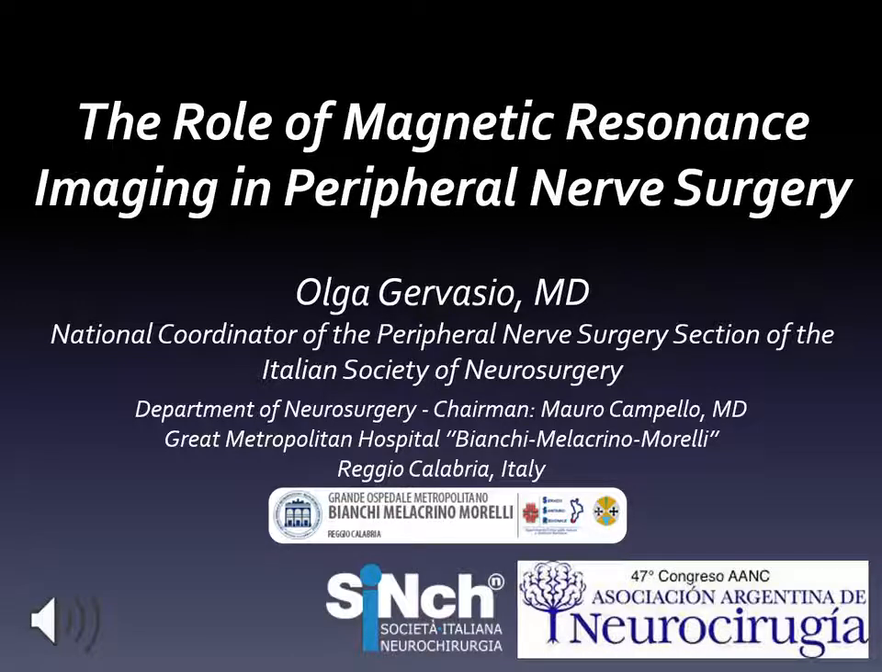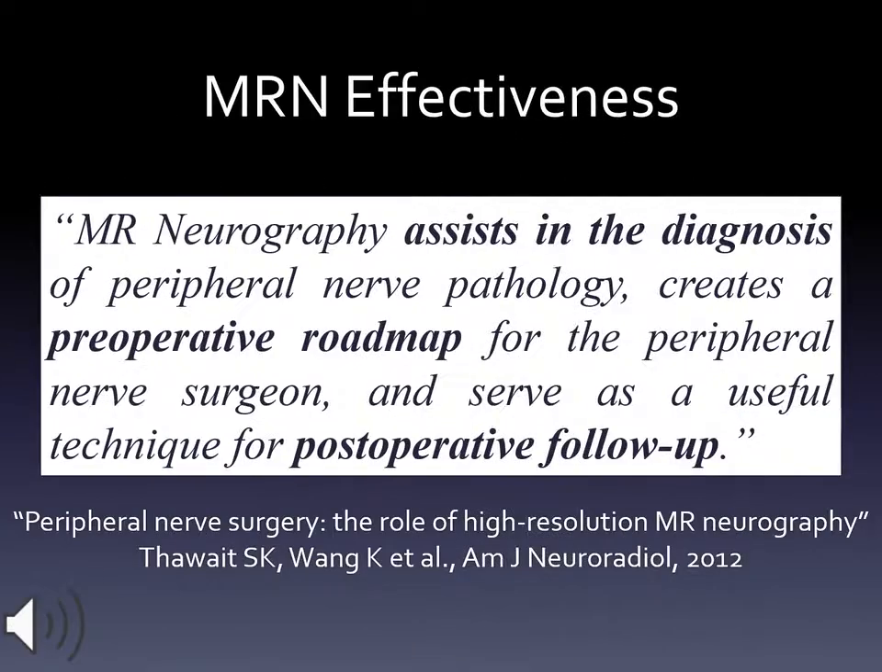Today, I will be talking about the role of magnetic resonance imaging in peripheral nerve surgery. Magnetic resonance neurography assists in the diagnosis of peripheral nerve pathology, creates a preoperative roadmap for the peripheral nerve surgeon, and serves as a useful technique for postoperative follow-up, as is well pointed out by the authors of this American study from 2012.